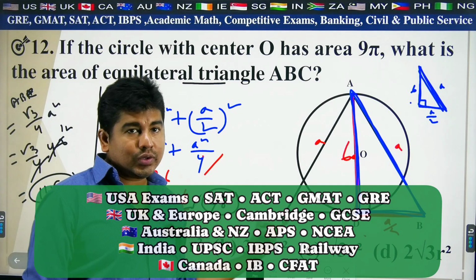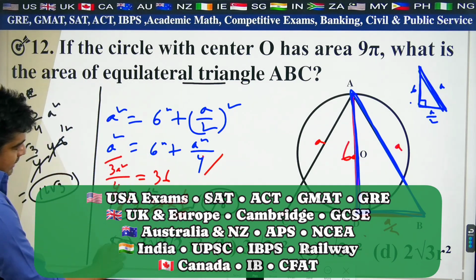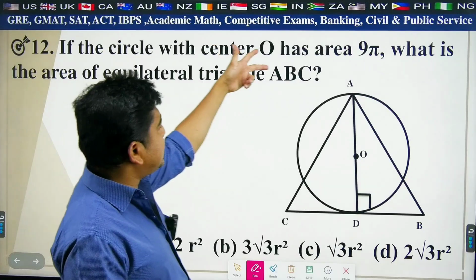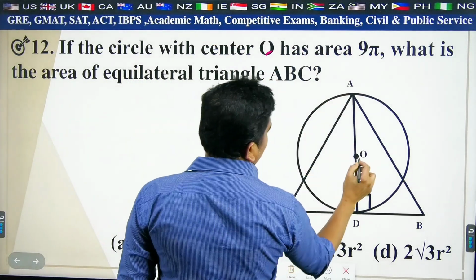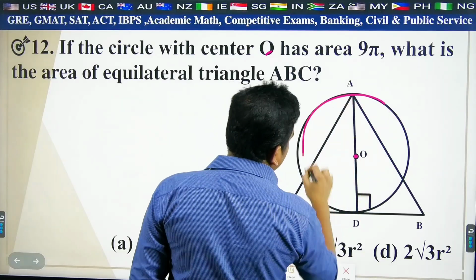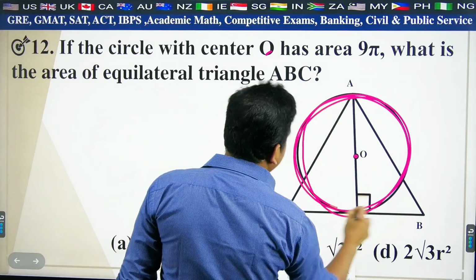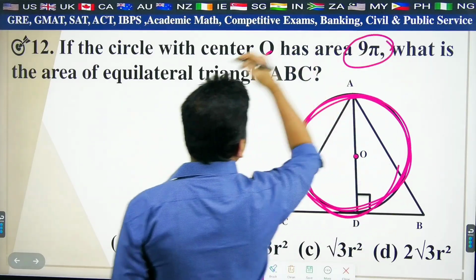The answer is 12 root 3. If the circle with center O has area 9 pi, the area of this circle is 9 pi.